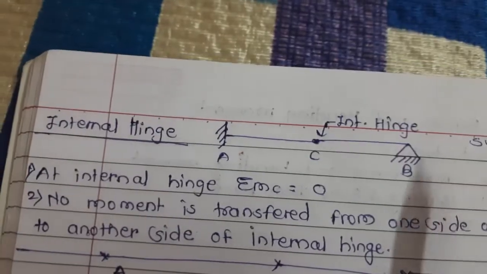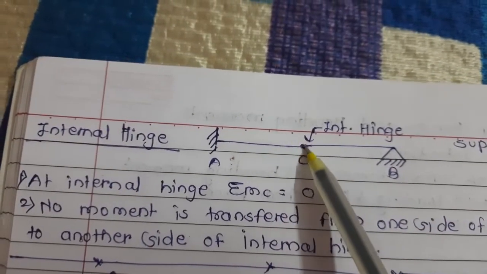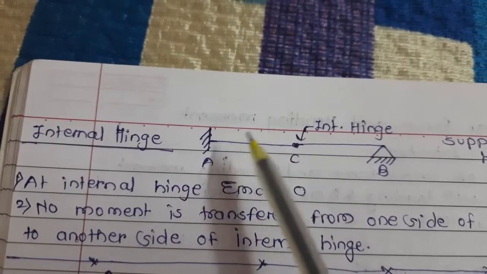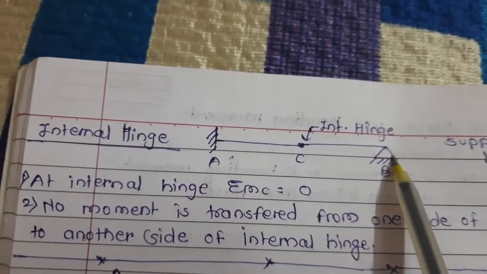First, different types of support: roller support, which has one reaction; hinge support, which has two reactions; and fixed support, which has three reactions. Sometimes an internal hinge is provided between two supports.